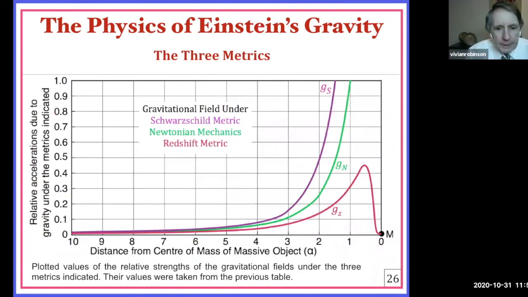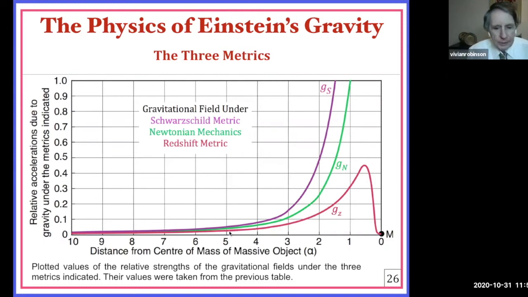In my opinion, it is easier to understand the differences if they are plotted out, which is shown here. The redshift metric is in red, Newtonian mechanics green, and the Schwarzschild metric is in purple. A quick glance shows that the redshift metric is always weaker than the Newtonian gravity, and the Schwarzschild gravity is always stronger than Newtonian gravity. They all trend to the same value as r gets much greater than alpha. At r equals 5 alpha and smaller, they start to diverge quite significantly.